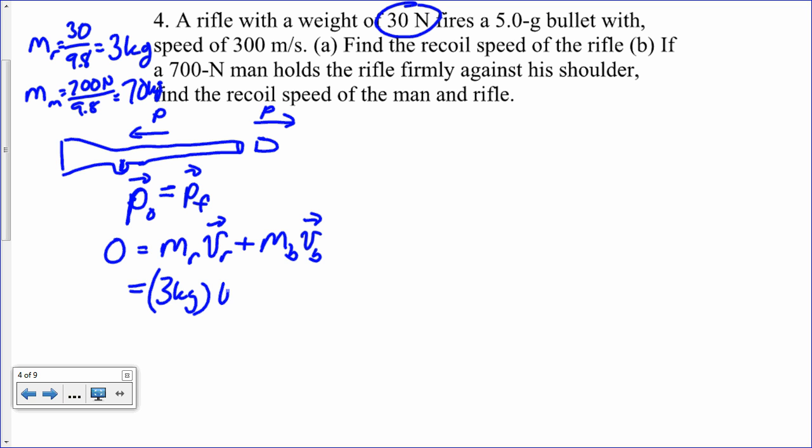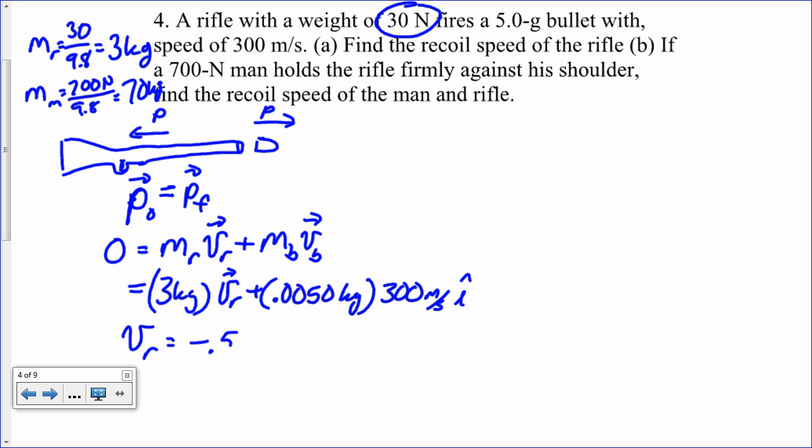The velocity of the rifle, which is what I want to know, the recoil speed, plus the mass of the bullet, which is 5 grams, which is 0.005 kilograms. And then the velocity of the bullet is 300 meters per second. That is in the positive i direction. All right, if I solve this for v of the rifle, I find that it is negative 0.5 i meters per second. So that's this velocity. It's in the negative i direction at 0.5 meters per second.